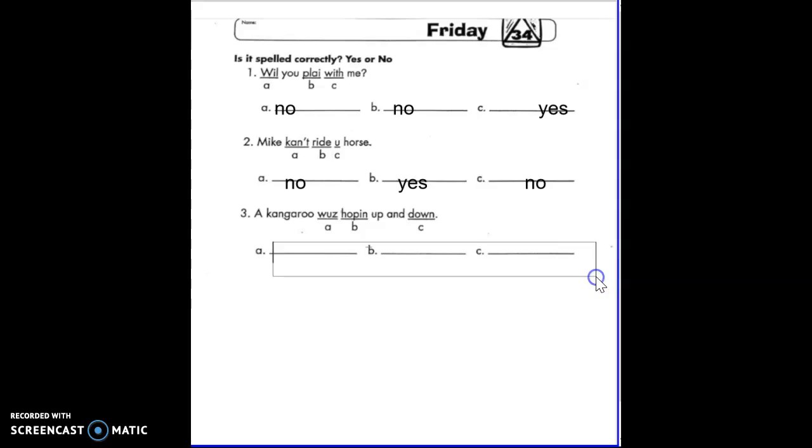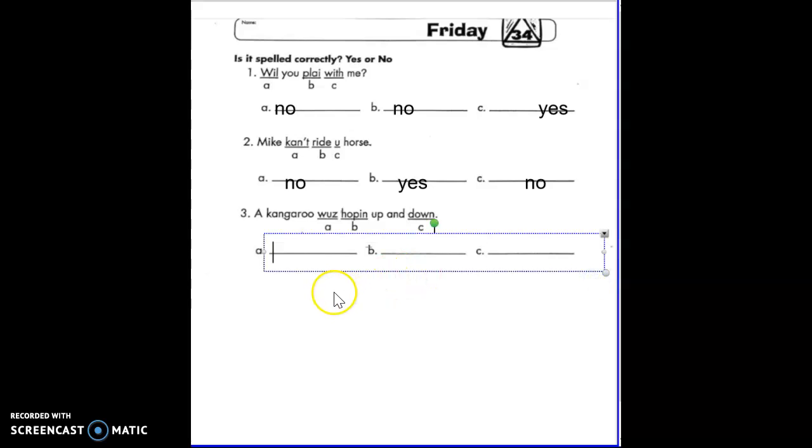Then the last sentence, a kangaroo was hopping up and down. Was is not spelled correctly. Hopping, not spelled correctly. And down is spelled correctly.